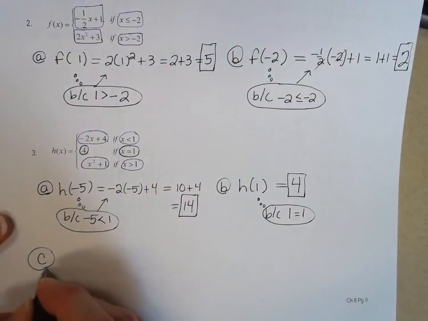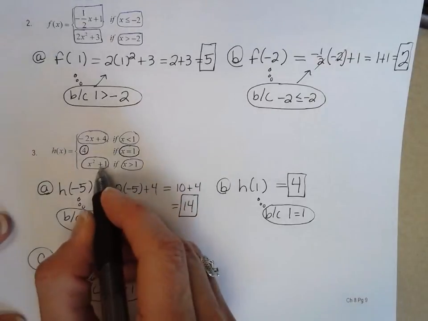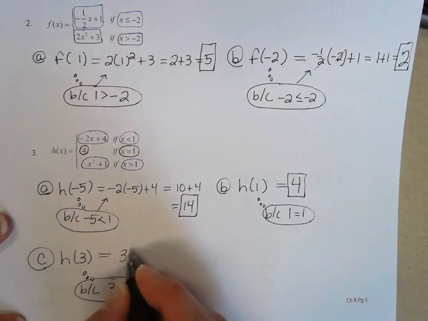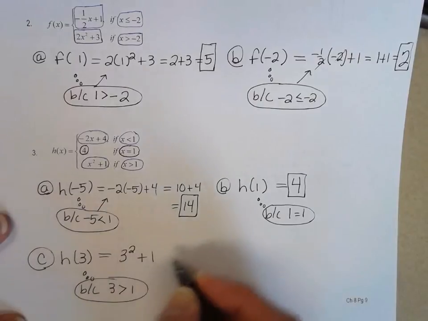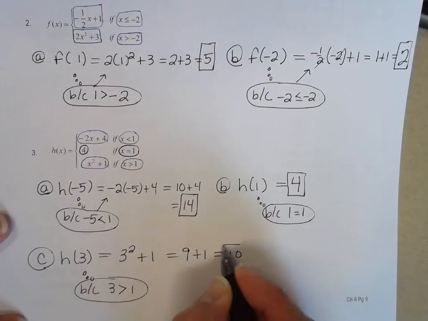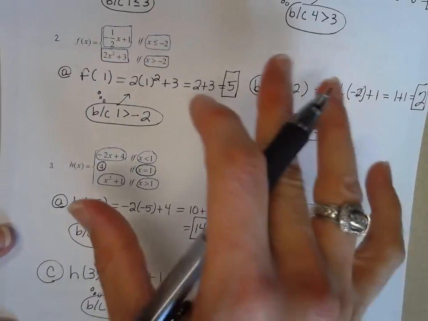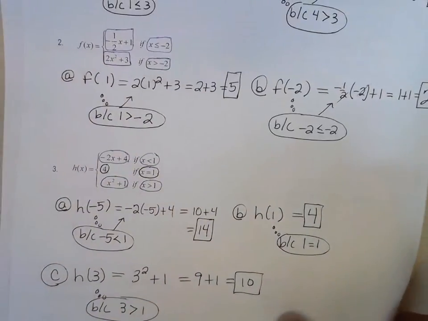And lastly, part C, let's evaluate something like h of 3. Okay, again here, we look at the inequality that is satisfied to decide what to sub into. So because 3 is bigger than 1, that tells me to sub into the bottom rule. So 3 squared plus 1 is 9 plus 1, which is 10. So initially we just want to know how to evaluate these piecewise.